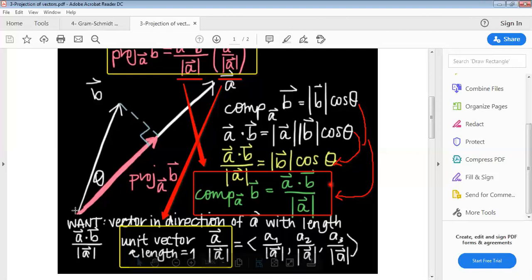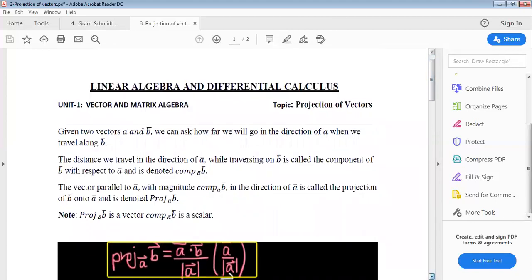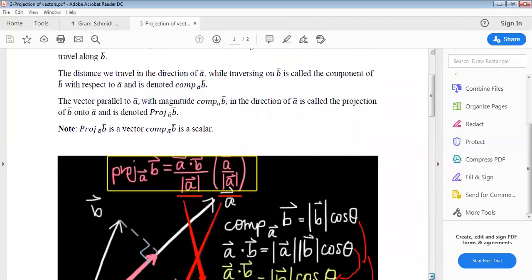I am traveling on this vector b bar. Now I want to find out the distance in the direction of a bar, that is component of b bar on a bar. This component of b bar on a bar is a scalar.